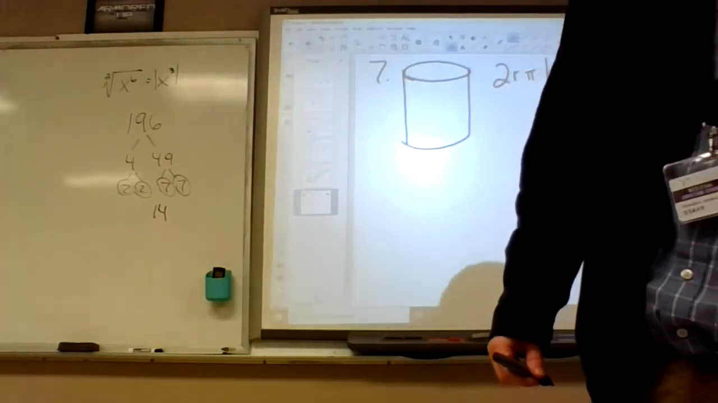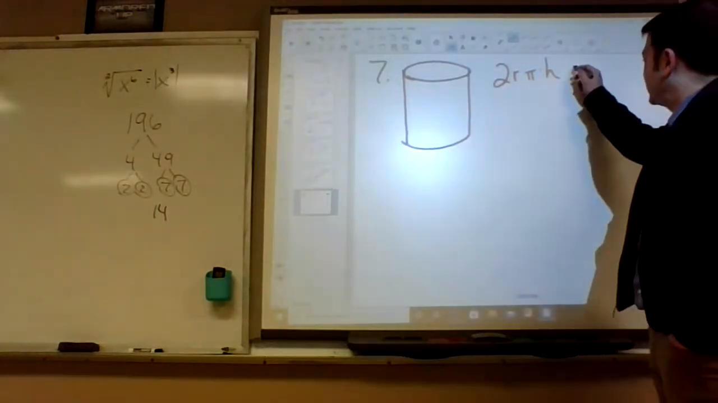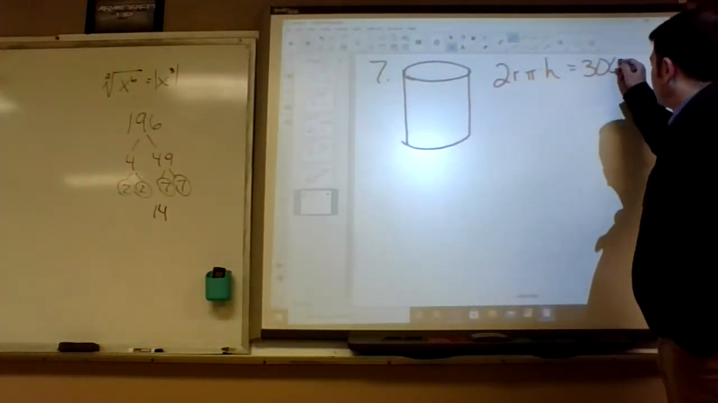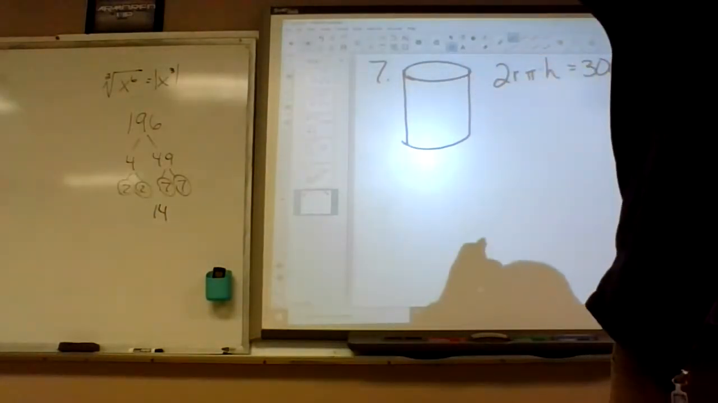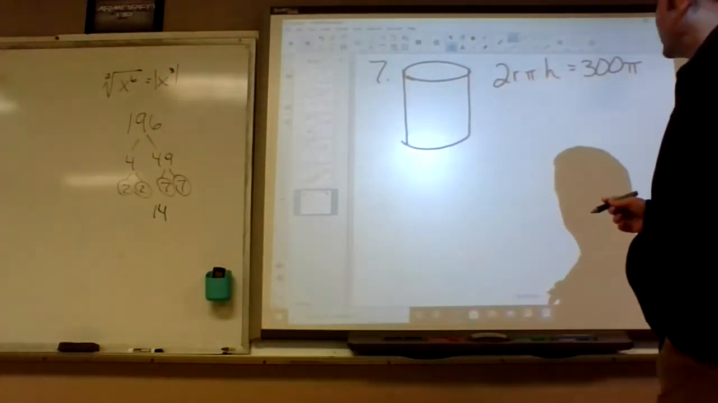Alright, let me keep reading. The lateral surface area is supposed to be 300 pi. So I'm just going to say that equals 300 pi. What else does it say? And it's 15 feet high. So we know the height.